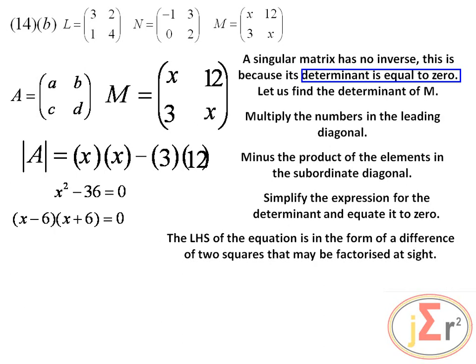The left-hand side of the equation is in the form of a difference of two squares that may be factorized at sight. We know how to factorize a difference of two squares already. x minus 6, x plus 6. What do we square to give x squared? x. What do we square to give 36? 6. So it is x minus 6, x plus 6, may be written x plus 6, x minus 6. Then our answer is x is equal to a positive and a negative 6.